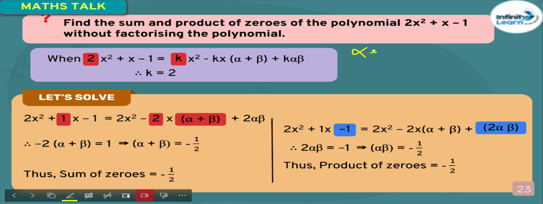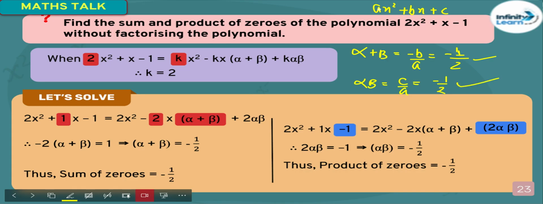What is the sum? Alpha plus beta is equal to minus b by a. What is the value of b? Compare with a x square plus b x plus c. On comparing, the value of b is 1, so minus b by a is the sum. Yes or no? Product is alpha into beta, that is c by a. The value of c is minus 1, upon 2. So the product is minus 1 by 2. Sum is also minus 1 by 2. Clear?